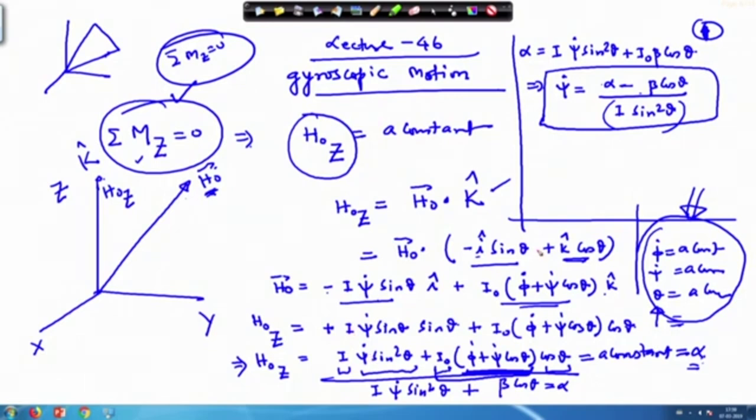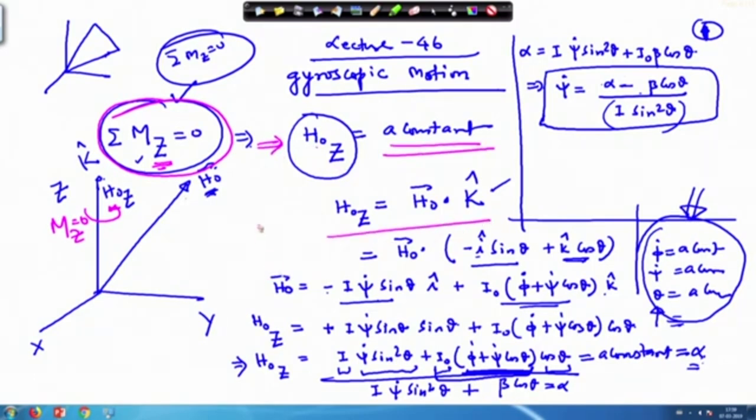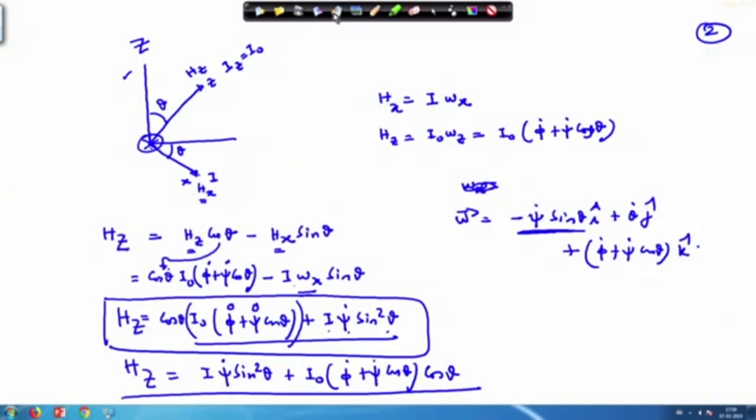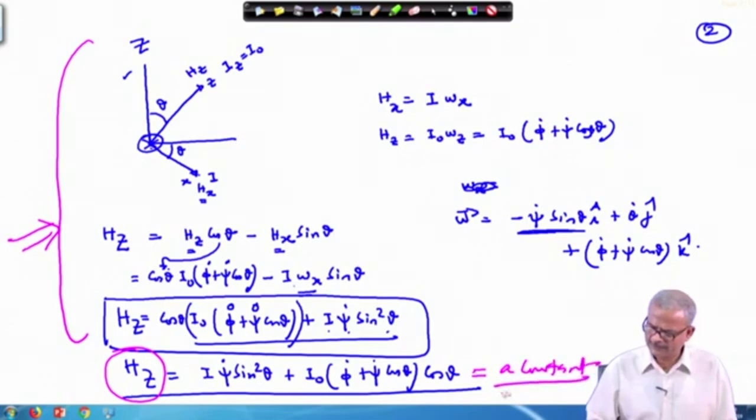Okay, again here, m z equal to 0 means about this axis, m z equal to 0. So, this implies that h 0 capital Z, this quantity will be a constant. Okay. And therefore, we have worked out all these things, it is easy to do using one method, and we have also done the same problem by another method. So, we get h capital Z. Okay. And this quantity is also a constant, because there is no torque along that axis.